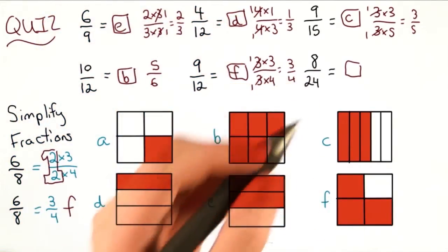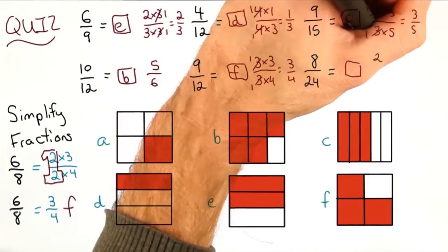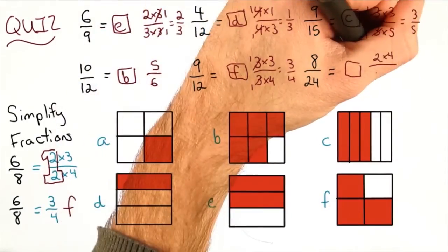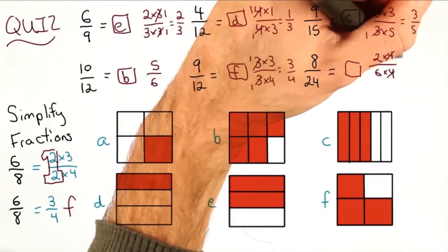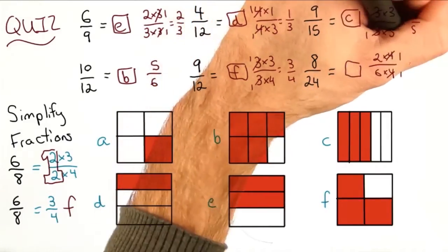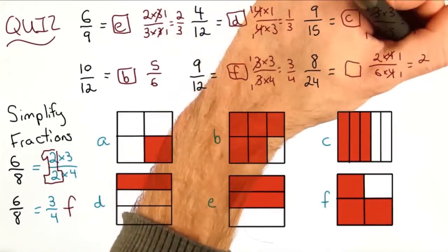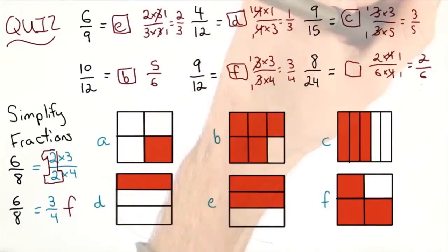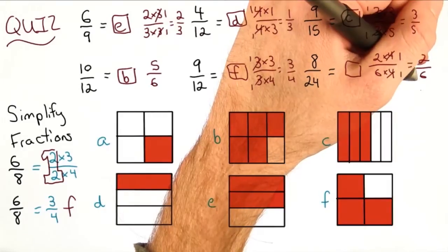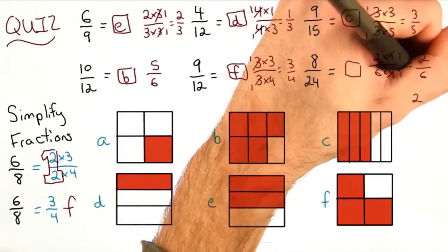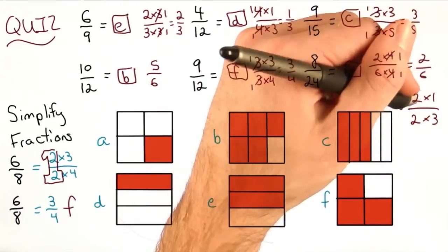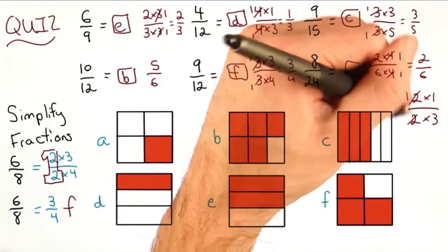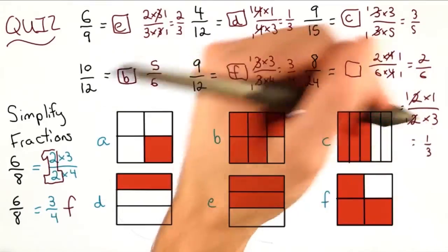This one might have been a little tricky. I can think of 8 as 2 times 4, and 24 as 6 times 4. Notice I have 4 divided by 4, so I can cancel those to make 1. And then I have 2 times 1, which is 2, and 6 times 1, which is 6. 2/6. But I can still simplify this fraction. I know 2 can be written as 2 times 1, and 6 can be written as 2 times 3. 2 divided by 2 makes 1, so I get 1/3.